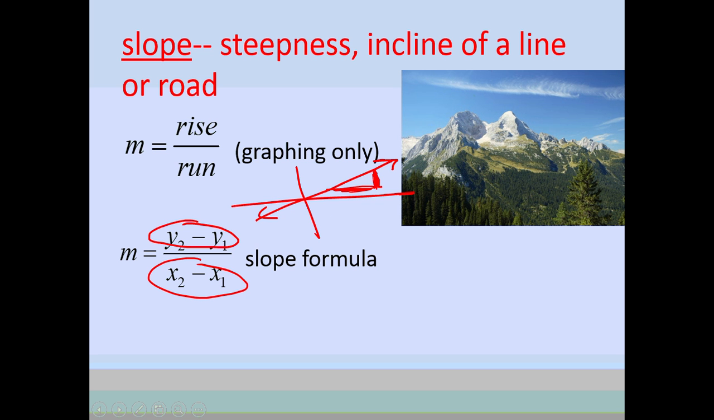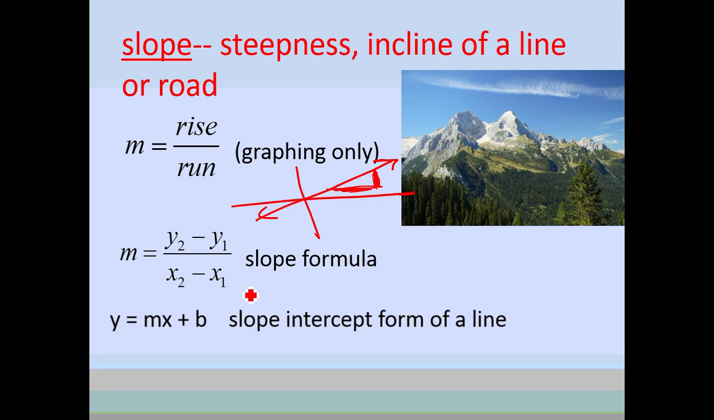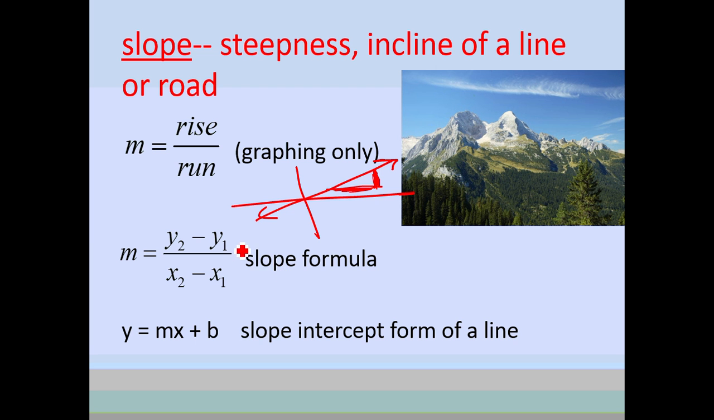So we can calculate the slope by either looking at the graph and figuring out the rise and the run, or by taking two coordinates and figuring out the difference of the y's over the difference of the x's. And with that slope, you worked a lot with slope-intercept form last year in algebra. Slope-intercept form is y equals mx plus b, where m is your slope and b is your y-intercept.